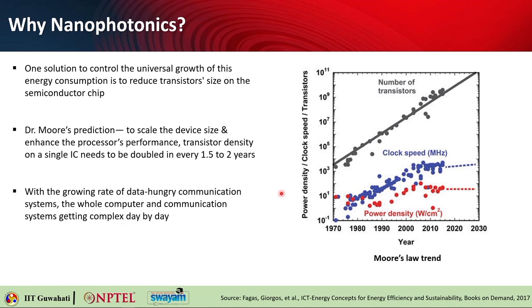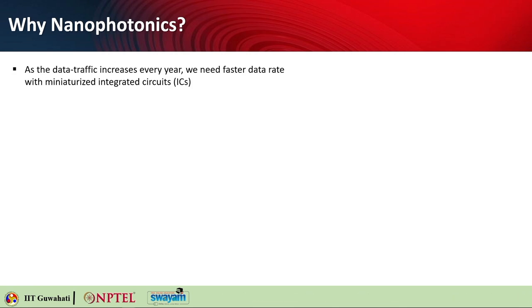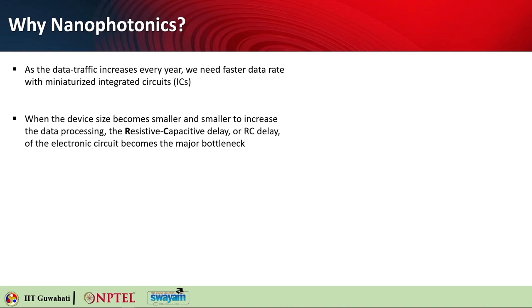But with the requirement increasing day by day, there is a point where Moore's law will no longer be able to sustain itself. So that is where you have to think of some alternative. As the data traffic increases every year, we need faster data rate with miniaturized IC. So this is our requirement. But then what is stopping us in getting higher and higher speed?